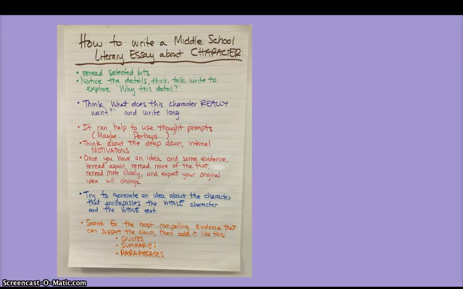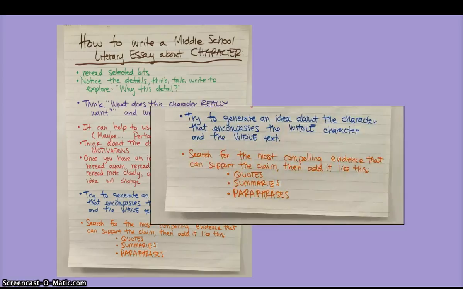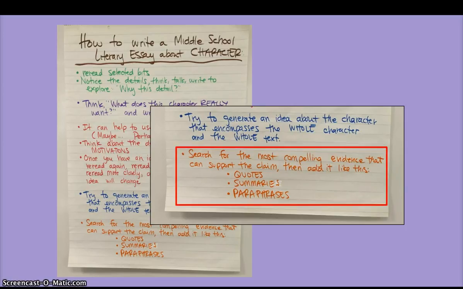Here's our chart, how to write a middle school literary essay about character. So we've done all these bullet points so far, except for the new one. I've added the orange one. So let's take a look at that one. The next thing we're going to do is search for the most compelling evidence that can support the claim, then add it like this, using quotes, summaries, paraphrases. So this is what we're going to focus on today.